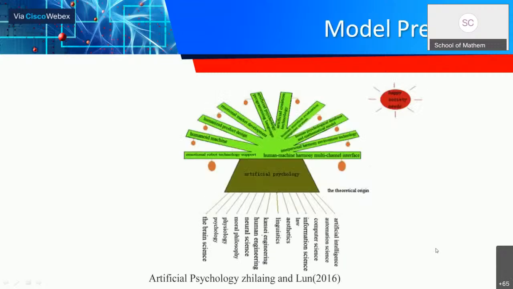Actually, this AI is multidisciplinary, with so many fields involved. It includes medical fields like physiology and neural science. On the other side, it includes linguistics, aesthetics and law, as well as psychology and brain science. On the computer science side, there are artificial intelligence and information science, and also cognitive engineering and human engineering. So it's a mixture of many fields, and it leads to many solutions.